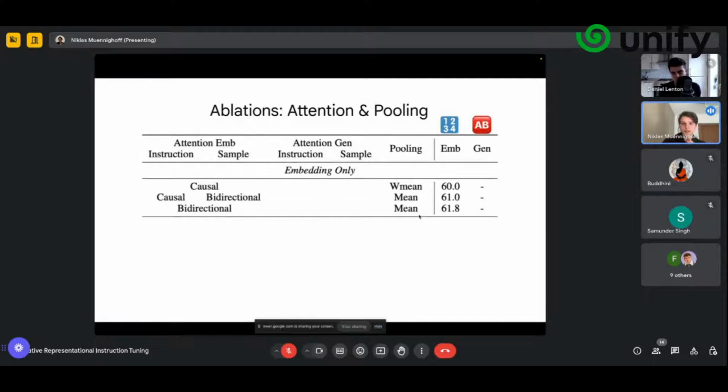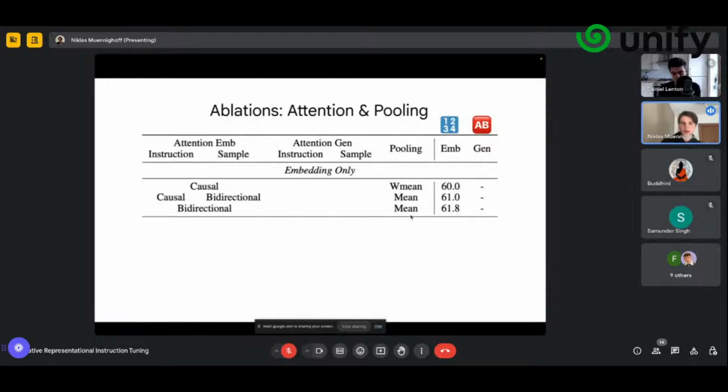The pooling also slightly changes. For fully bidirectional, we use pure mean pooling. This just means that we average the representations of every token. And weighted mean pooling, or W mean here at the top, has been shown to be slightly better for causal models. It's very similar, but it gives later tokens a higher weight in the averaging. This makes sense because later tokens in a causal setup have seen more of the sequence, whereas earlier tokens haven't seen as much, so they have less information.